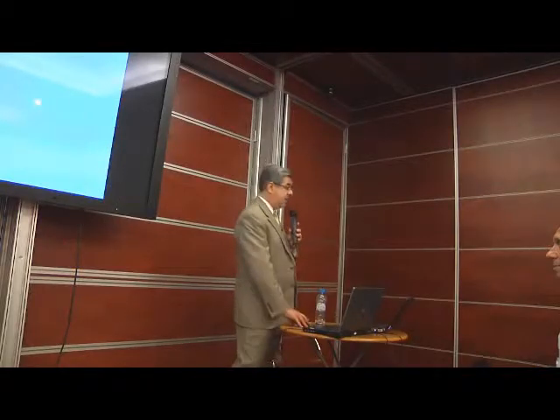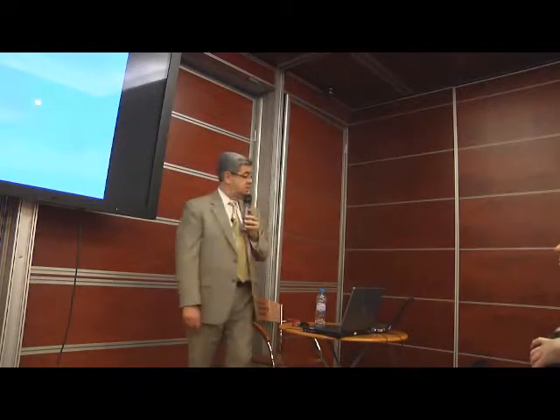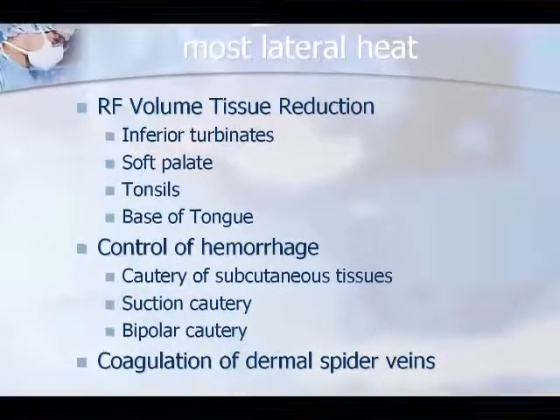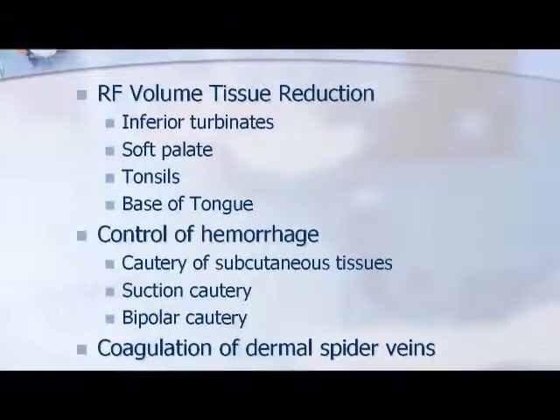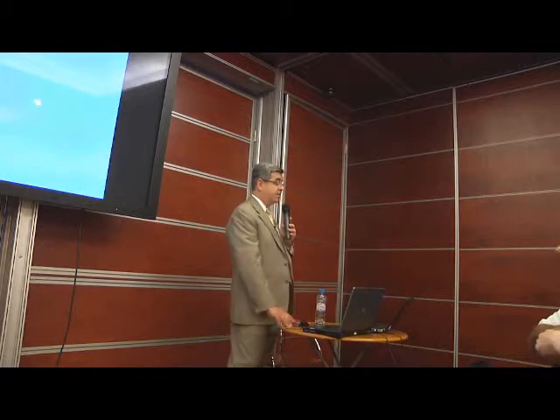And then when we have the most lateral heat, radiofrequency tissue reduction of tissue. We do this tissue reduction for the inferior turbinates, soft palate, tonsils, base of tongue, and then for control of hemorrhage. So all those situations. And then finally we showed you the spider veins.